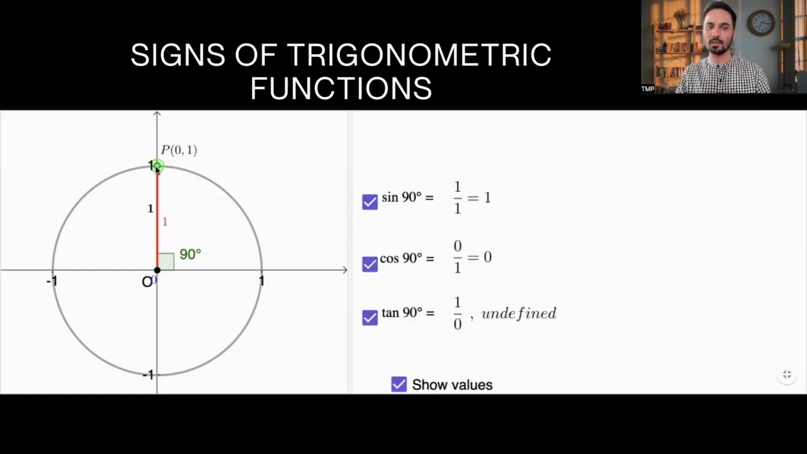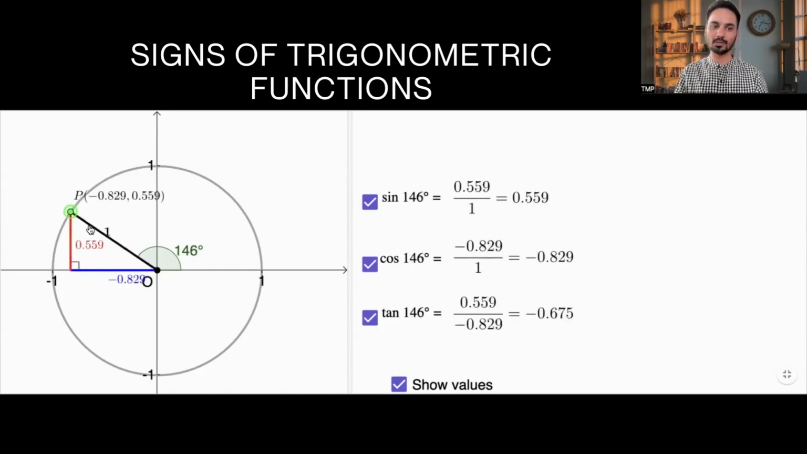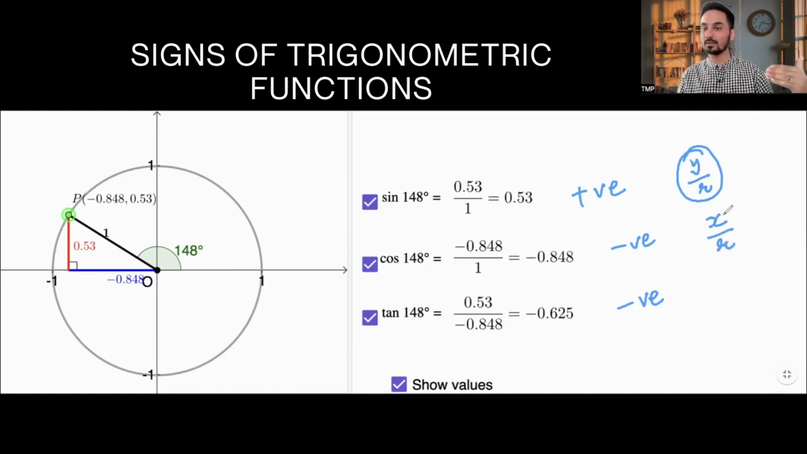When we move into the second quadrant and observe the values of sine, cos, and tan, you will observe that the value of sine is positive, the value of cos is negative, and the value of tan is negative. And can you guess why? Yes, you are right. Because in the second quadrant, the value of y is positive, and we know that sine depends on the value of y. And the value of x is negative in the second quadrant, and cos depends on the value of x.